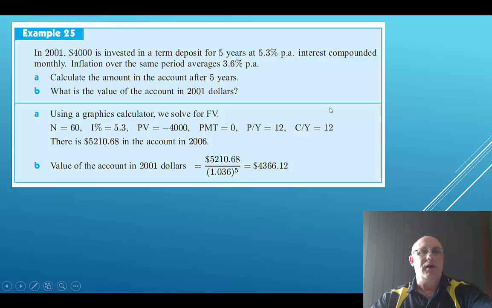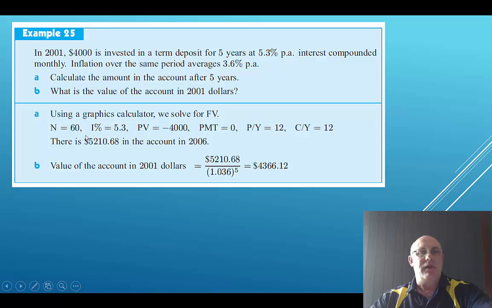The second type of question is exercise 5D6. Example 25 goes through this. In 2001, $4,000 was invested as a deposit for 5 years at 5.3%. Inflation over that period was 3.6%. Calculate the amount in the account after 5 years.